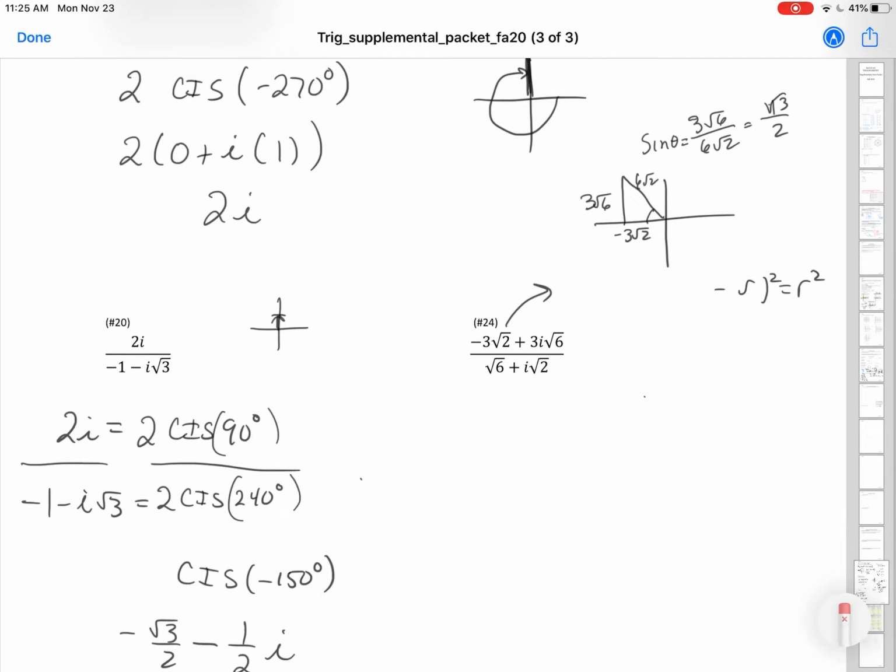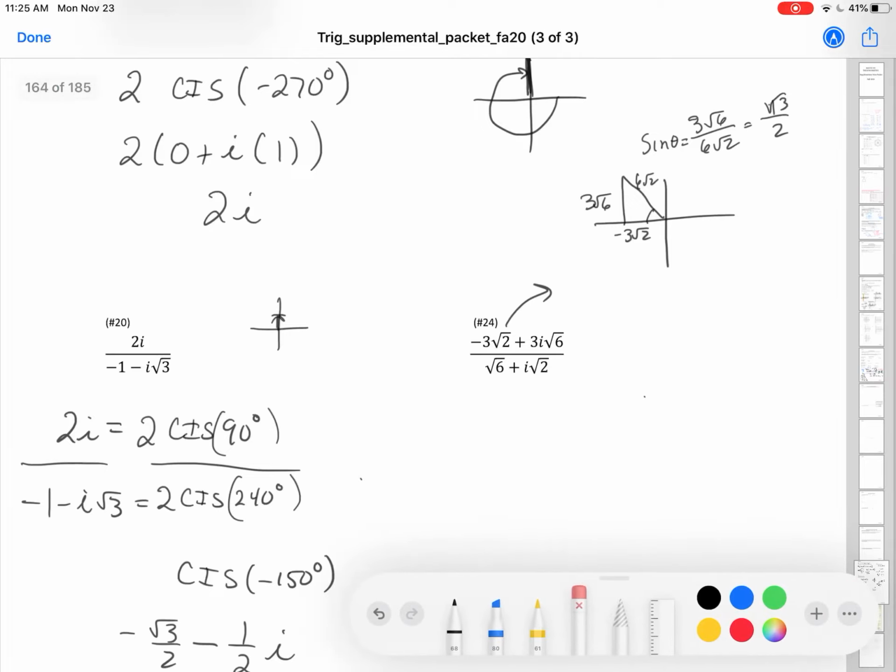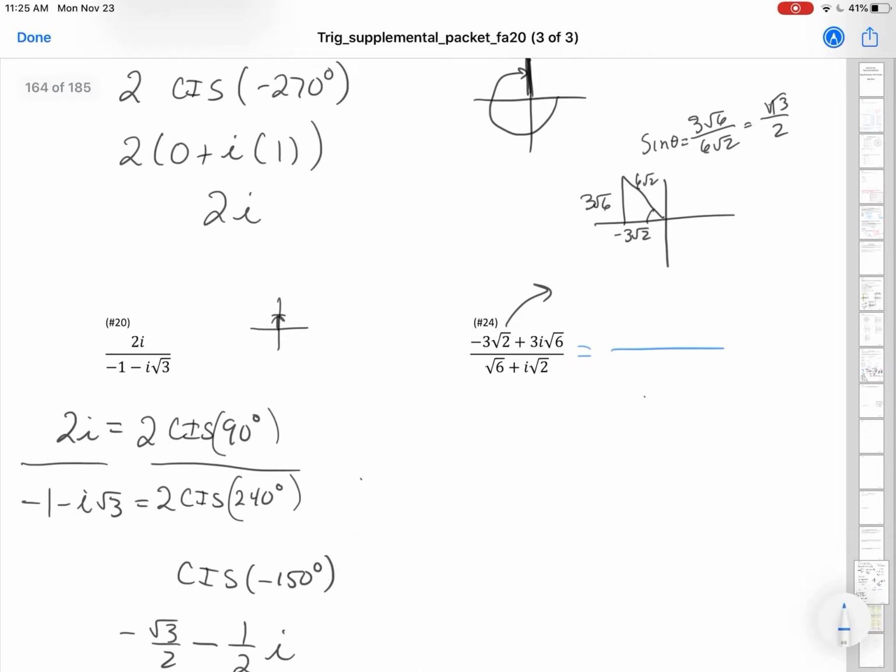Where are we? First exam. Trying to figure out what angle we're looking at. The angle that we're looking at is a 60-degree angle, right, in that quadrant. And so 60 degrees back from 180 is 120. Perfect. So what do we have? With this top one translated over, I'll put it in blue, it is 6 root 2 times CIS of 120 degrees, right? Cosine i sine.